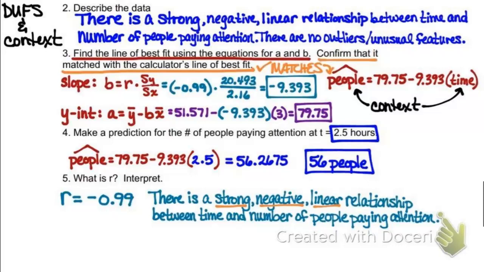You can calculate x bar and y bar by hand. It's just the mean. So you add up all the x's and divide by however many you have. For y bar, you add up all your y's and divide by however many you have.